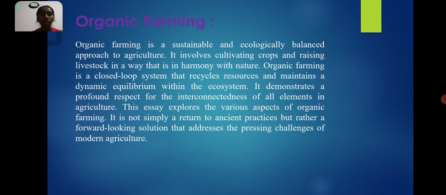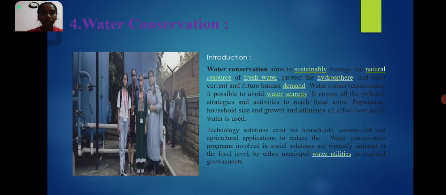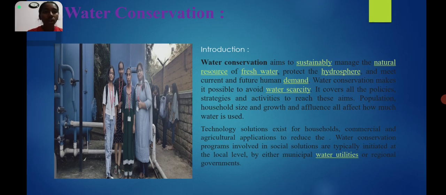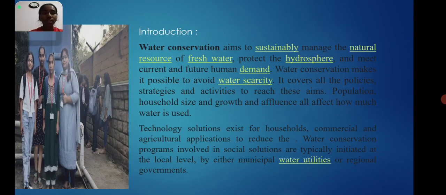of modern agriculture. Looking into the next part of our content is water conservation. Water conservation aims to sustainably manage the natural resource of fresh water, protect the hydrosphere, and meet current and future human demand. Water conservation makes it possible to avoid water scarcity. It covers all the policy strategies and activities to reach these aims.